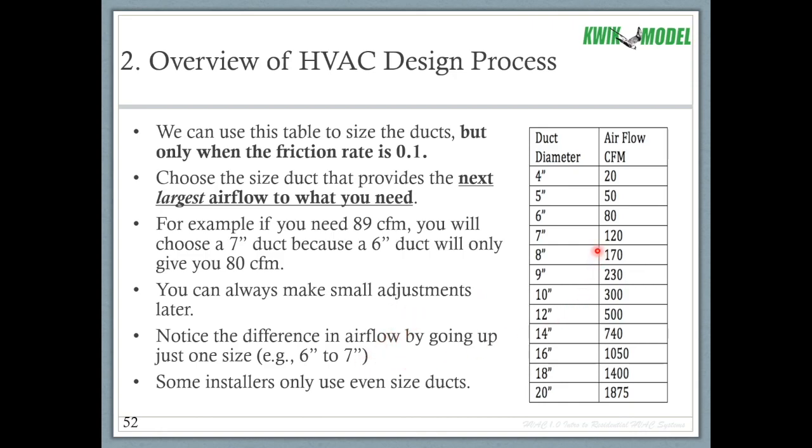As I mentioned, notice the difference between a 6-inch and a 7-inch duct. The next available larger size from a 6 to a 7 goes from 80 to 120 CFM. That's a 50% increase in airflow by going up one duct size. Okay, so hopefully that gives you some level of confidence to say, you know what, we're shooting at pretty big targets here. This is not rocket science. This is not brain surgery. We're trying to hit these pretty big targets, and as long as you're doing it right, as long as you're playing it safe and rounding up to the next size duct, you'll be fine. The system will work great.